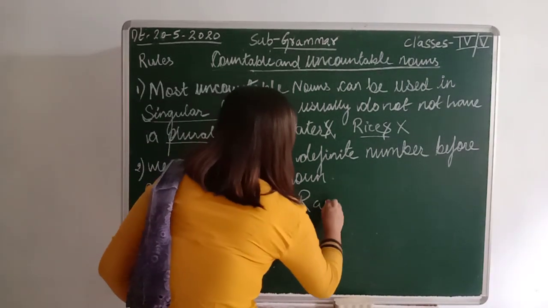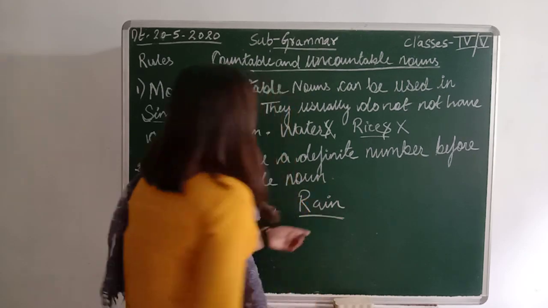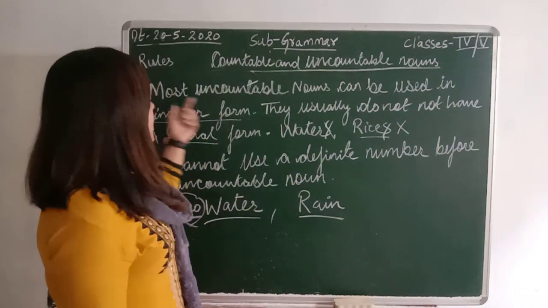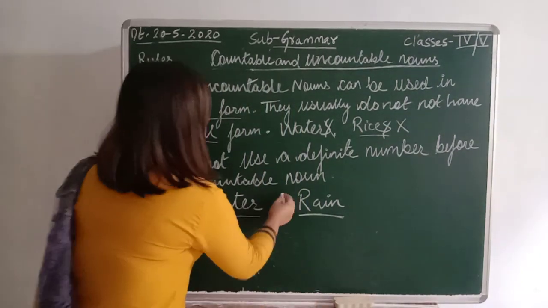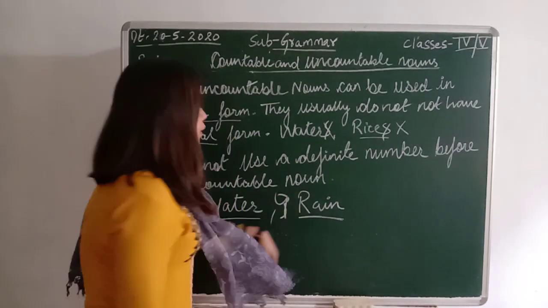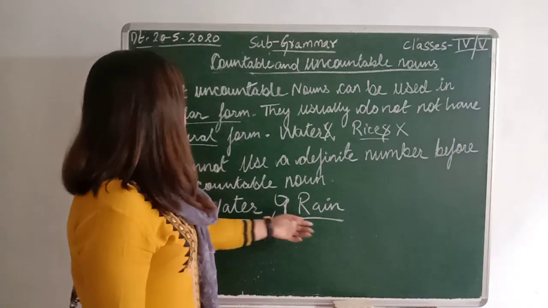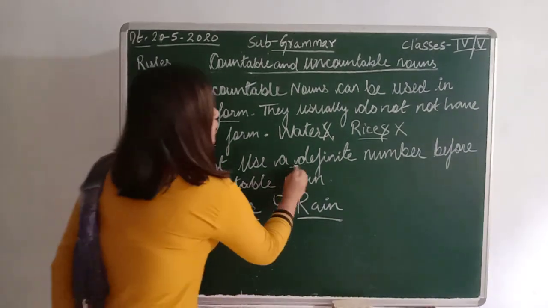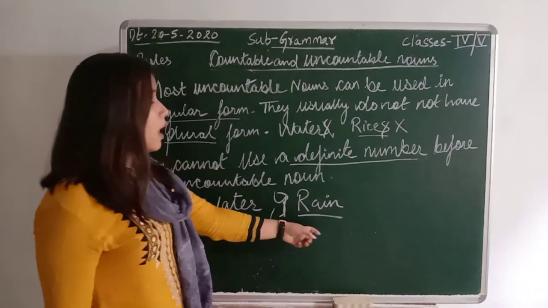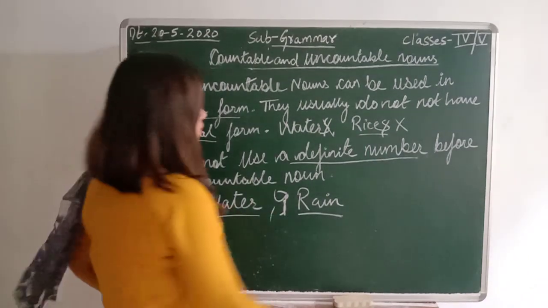Rain. Rain is also an uncountable noun. We cannot write 3, 4 before rain. 3 rain, 4 rain. Does it make sense? No. So we cannot write a definite number before an uncountable noun.